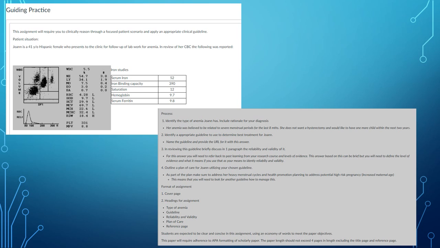And then I'd like you to outline briefly a plan of care utilizing your chosen guideline. So you know you're going to be using some kind of a guideline that talks about anemia. But we also have a woman who is 41 years of age who wants to have another baby, but who is having significant bleeding with her menses. So we're going to have to do a parallel here of an anemia guideline and possibly a fertility or a dysfunctional uterine bleeding guideline management.